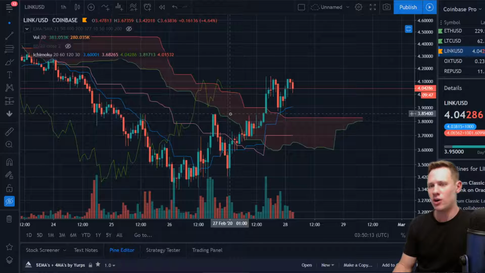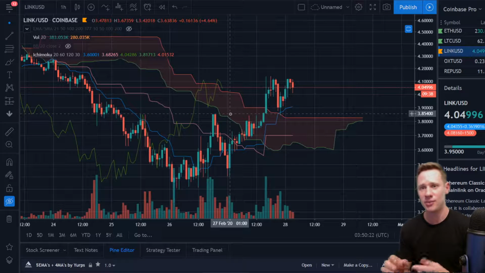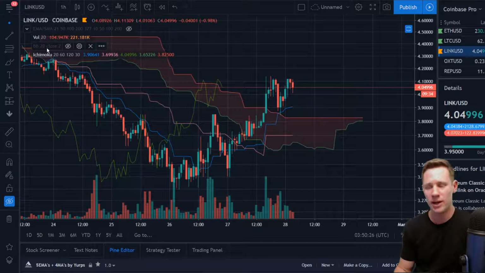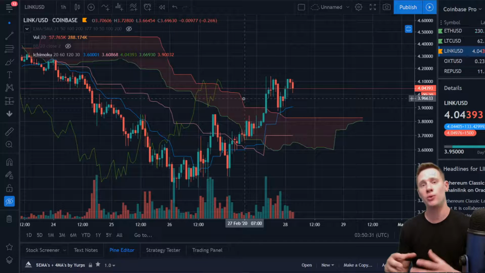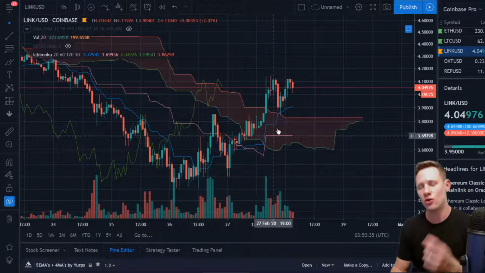Ichimoku clouds also use moving averages in the indicator, so sometimes you will see the same results, levels of resistance and support, as you see in your EMA, SMA, or Bollinger Bands. However, they can add a little different perspective, especially with the clouds. I do like the clouds, and then the Kumo cross, okay?